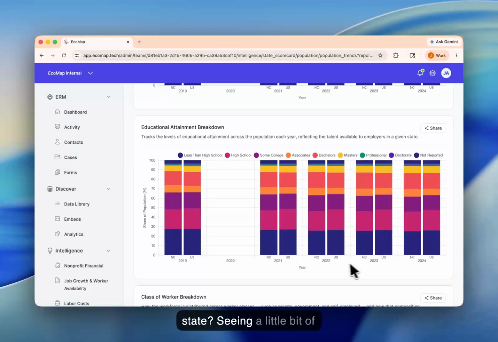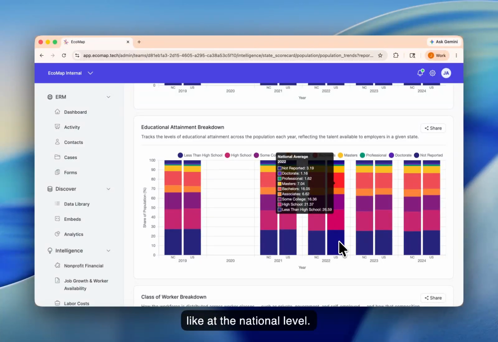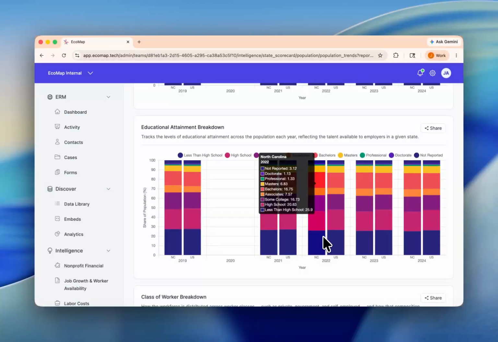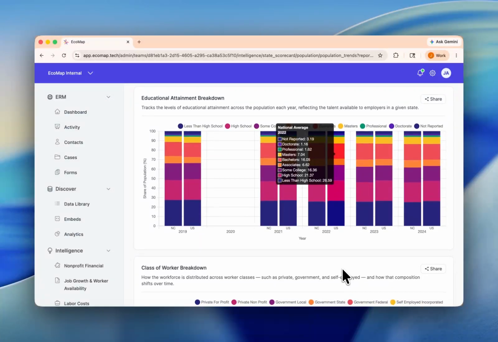A similar thing down here, we're looking at the breakdown of educational attainment across the population of your state. Seeing a little bit of differences here, right? It looks like at the national level, we've got a slightly higher proportion of less than high school educated folks, right? 25.9 versus 26.59. Not a huge difference, but that is a little bit of a shift.